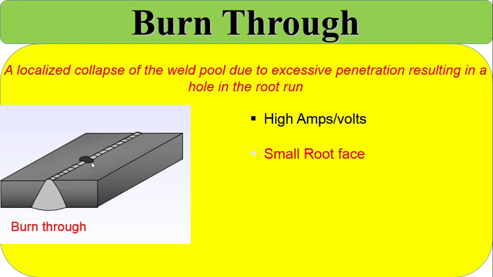Small root face: if the root face is very small, the welder will think it is not penetrating properly, so they will think the amperage needs to be more for penetration to come out. When they penetrate, the current will be more, and that time burn through will appear. Third is large root gap. If the root gap is very large, definitely burn through will be there. Slow travel speed: if it is slow, definitely the weld pool will penetrate more. Burn through could occur.